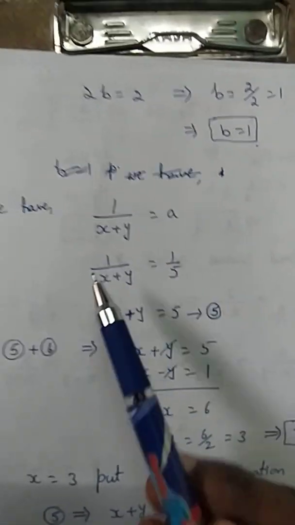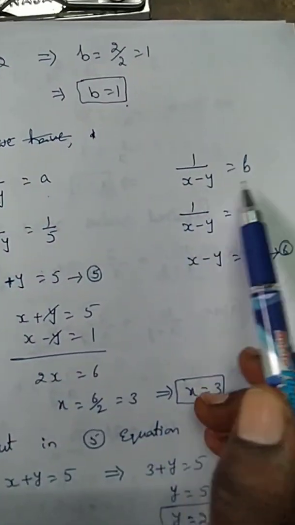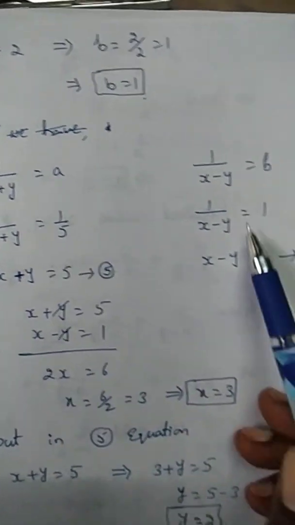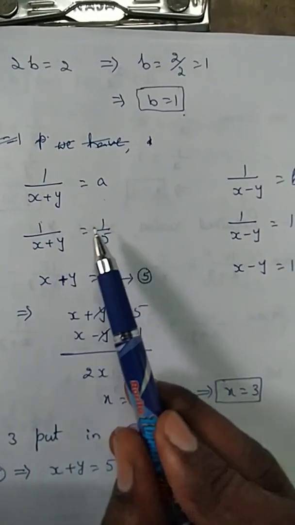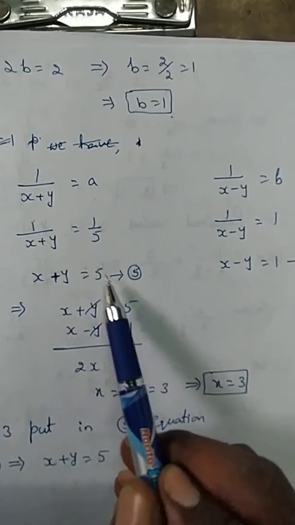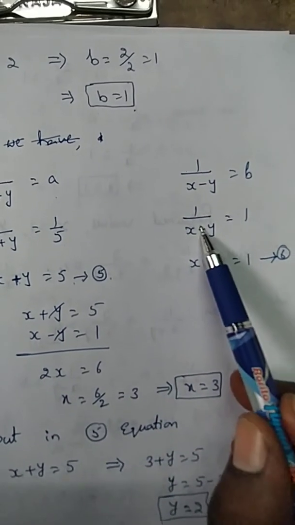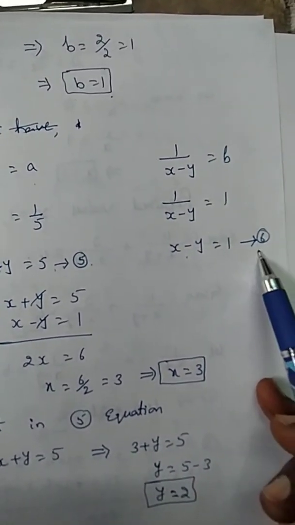Substituting what we assumed, we have 1 by x plus y is equal to a, 1 by x minus y is equal to b. Substitute 1 by x plus y is equal to a value 1 by 5, 1 by x minus y is equal to b value 1. Okay, so do the cross multiplication. 1 into x plus y is x plus y, 1 into 5 is 5. That means x plus y is equal to 5. That's the fifth equation. Cross multiplication, x minus y into 1 is x minus y, the balance is 1. It's the sixth equation.